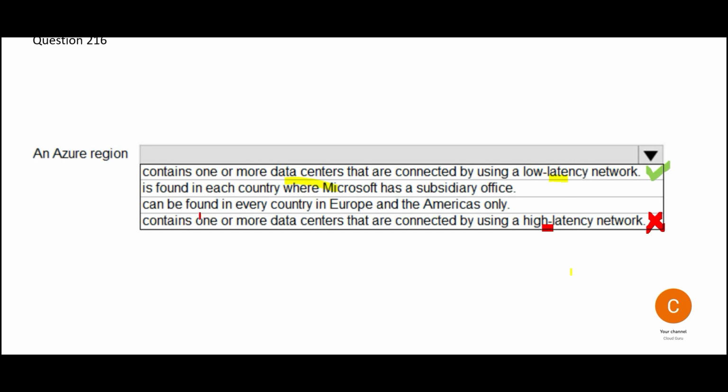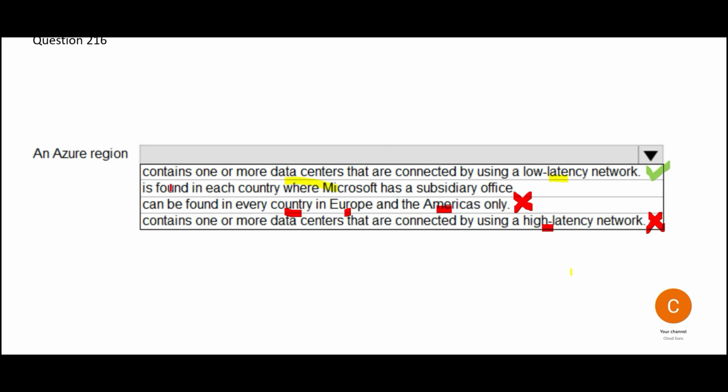Now this one says it can be found in every country in Europe and Americas, which is wrong because not all countries of Europe and Americas will have this. I know you might get confused. Initially, when I was an amateur in the cloud world, I thought most of these are developed countries, so this can be true that they may have it in all of these countries, but that is not the case.